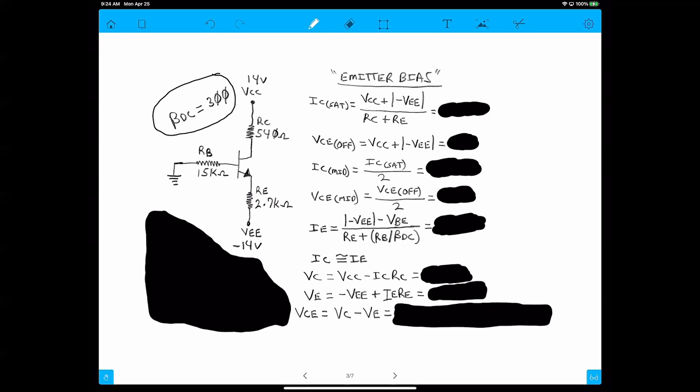All right, Isaac, so for your IC sat, remember when you do your calculations there, you've got VCC plus the absolute value of the negative VEE. So in reality, you're just adding those up, which comes out in this case to be 28 divided by RC plus RE. I'm not sure if that's what happened, but just double check that and then go through your calculations again, because that has an impact on everything else. The VCE off, of course, is great, Isaac. But your IC mid and so on are going to be changed. So your IE and your IC, and everything else, is a little bit off. So double check that.